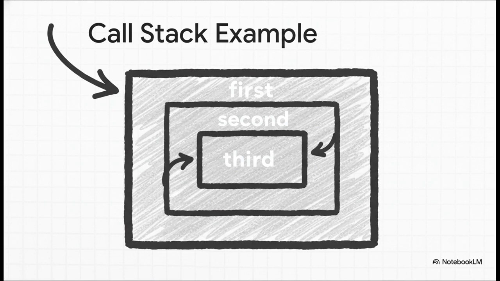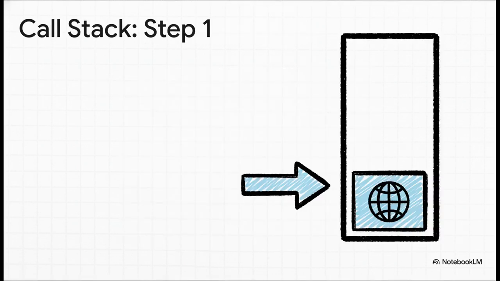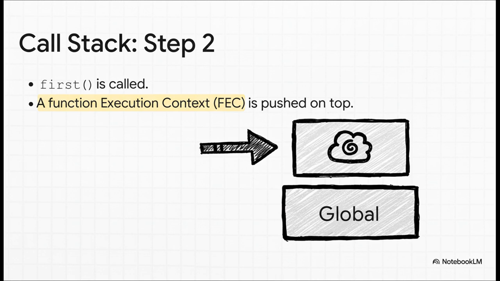So let's watch this principle in action with this example. We've got three functions all nested. First calls second, and second calls third. We're going to trace exactly how the call stack handles them when we kick the whole thing off by calling first function. All right, step one. The second our script starts to run, the engine creates the very first context, the foundation for everything else, the global execution context, or GEC. And this gets pushed right onto the bottom of our empty stack. Okay, next, the line first gets executed. This triggers the creation of a brand new context, a function execution context, or FEC, just for the first function, and it gets pushed right on top of the GEC.